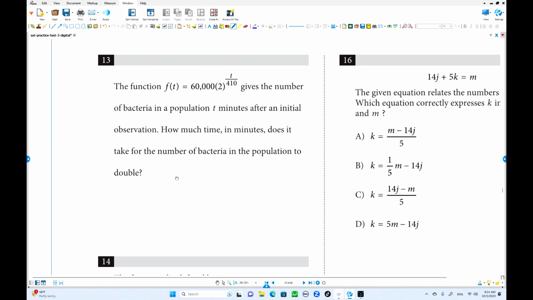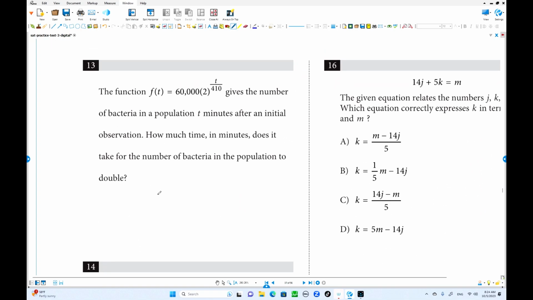Here is number 13. This is what? Double life. Every 410 it is going to double. We call it double life. If it is 1/2, we call it half life. So how much time in minutes does it take for the number to double? Doubled is t equals 410. That is doubled, because this is double life. So 410 is the answer.